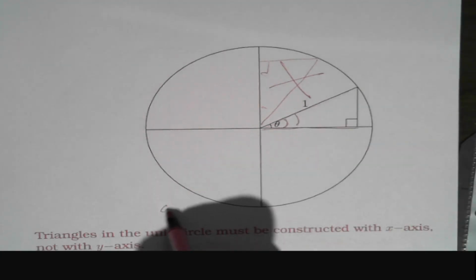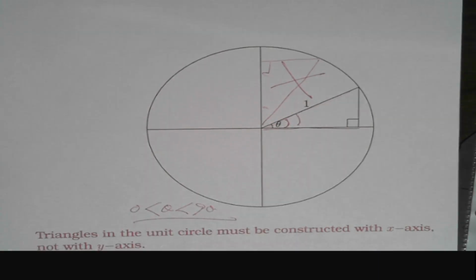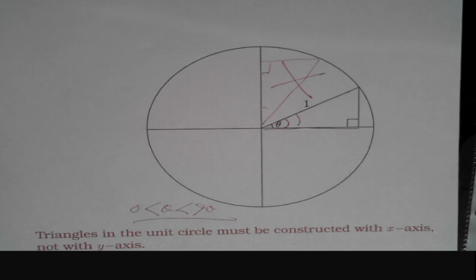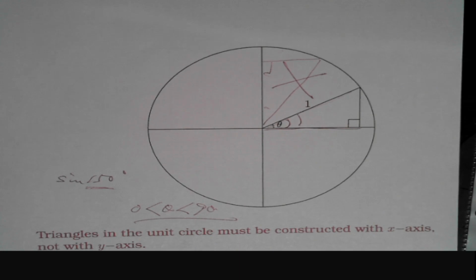Let's say, for example, just before at the beginning I told you the angle must be greater than 0 but less than 90 degrees. But in real life, we may have sine 150 degrees or sine 210 degrees, which is obviously greater than 90 degrees. Then what happens? A triangle cannot have an angle greater than 90, so we have to use this unit circle.